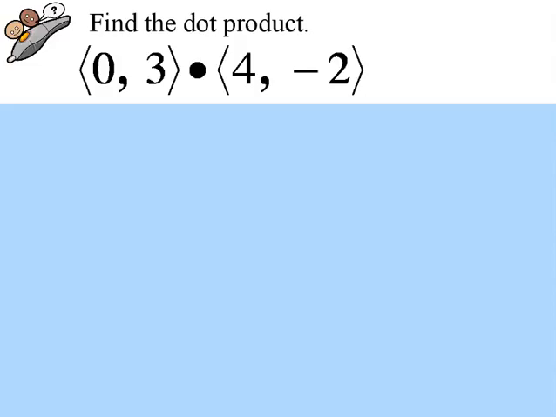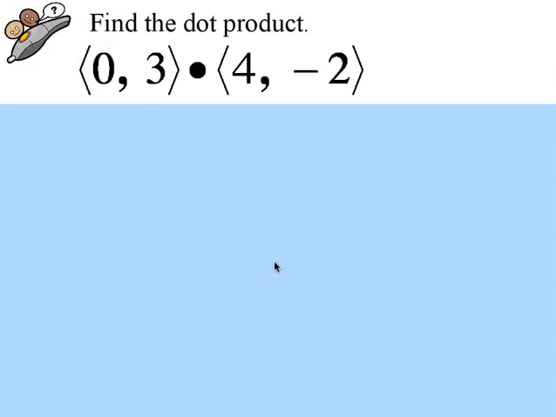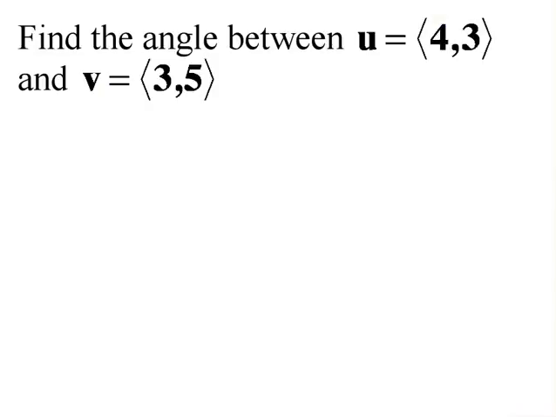We have another one right here. Here you go. Where's the negative sign? Left of the 7. And the answer is negative 6. Where the negative 6 came from is 0 times 4 is 0, plus 3 times negative 2 is negative 6.